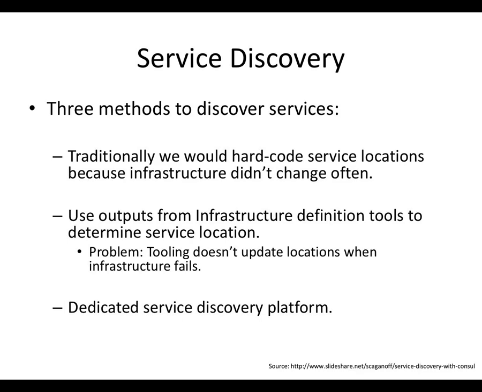But what if my infrastructure breaks at some point? An EC2 instance fails, or an availability zone fails. The infrastructure definition tooling knows nothing about the current state of the infrastructure or the ongoing state of the infrastructure. It's just giving me a quick snapshot from a point in time. So whatever service discovery information it gives me could become quickly outdated as the topology of my infrastructure changes over time.